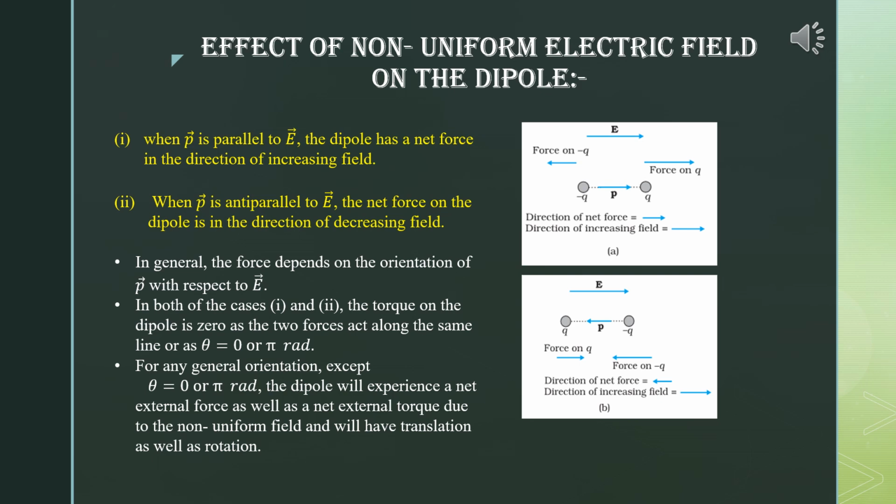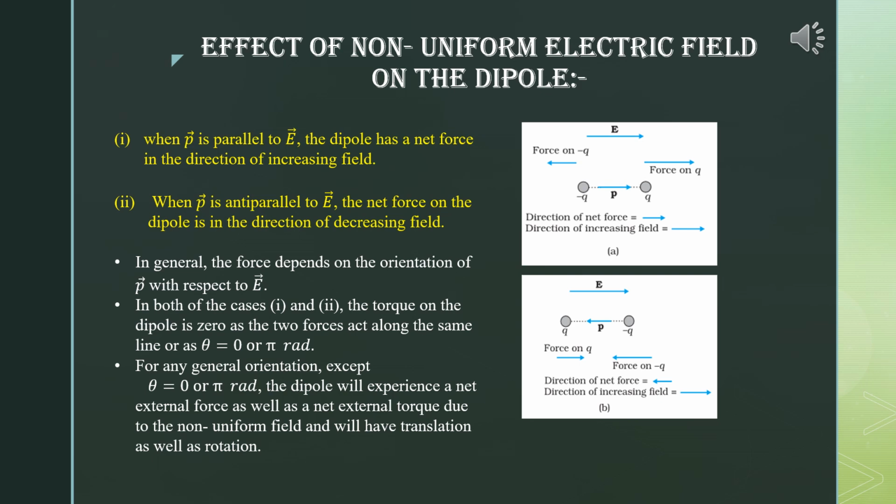Whenever we place an electric dipole in a non-uniform field so that the dipole moment vector and field direction are in the same direction, then what will happen? The dipole will tend to move along the direction of increasing field. Now, will there be a torque on it? Obviously not. Why? Because the angle between P and E is 0, and you know sine 0 is 0. Okay, so basically there is no torque.